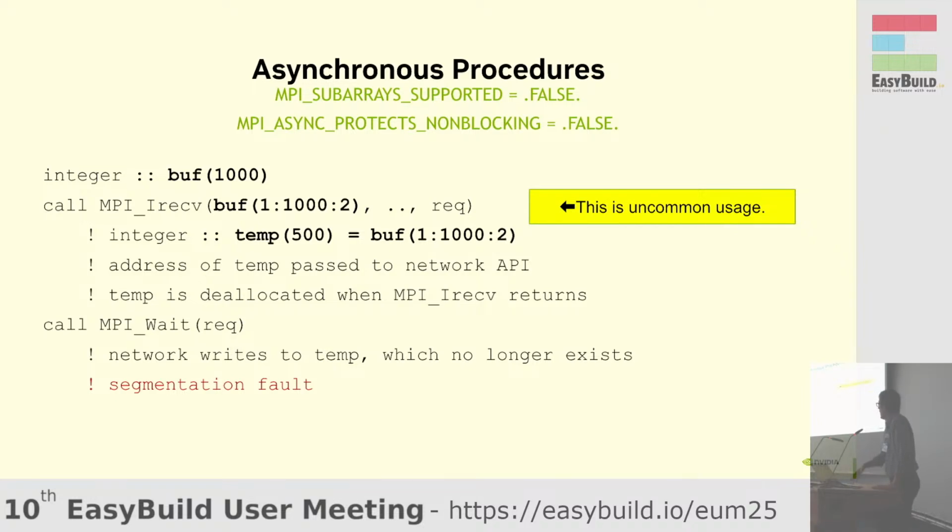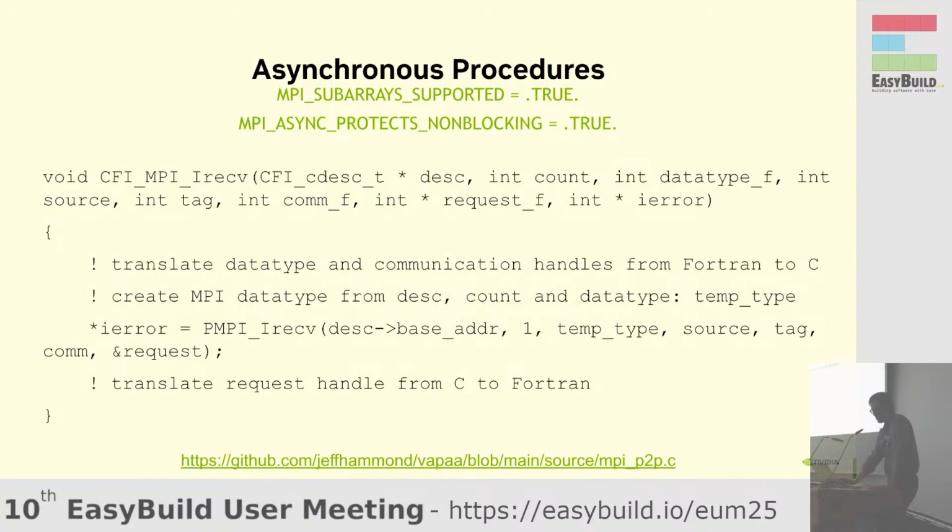So MPICH supports the interesting, most likely to be used subset of this, and OpenMPI does not. So OpenMPI will work for blocking stuff just fine. The Fortran compiler makes a temporary and life goes on. But if you do iReceive with OpenMPI and subarrays, bad things may happen. So here's how you make this work. And this is what MPICH does partially.